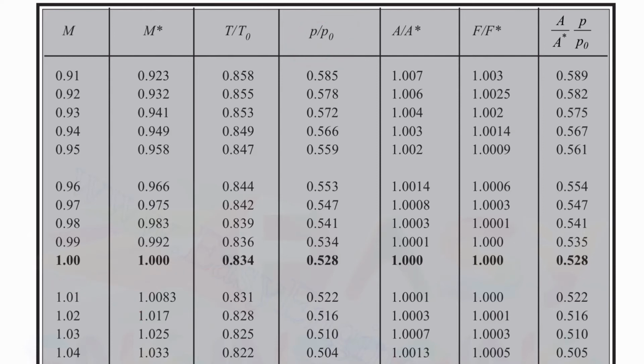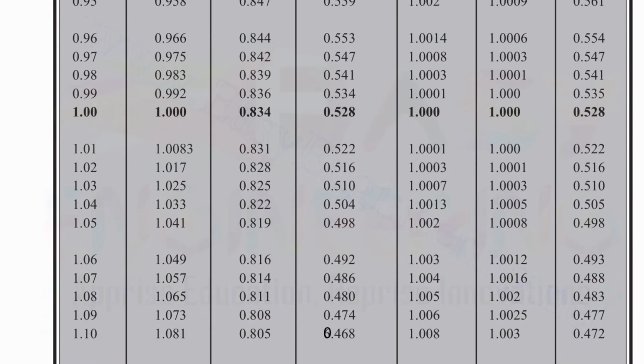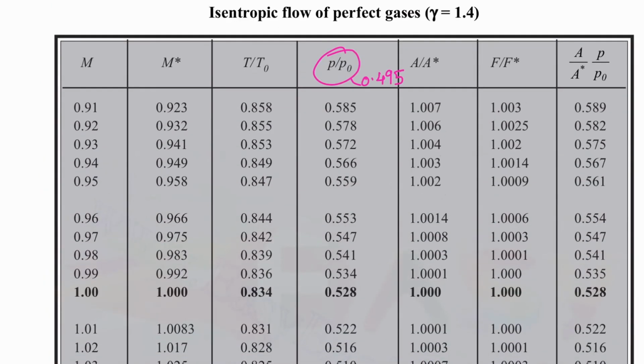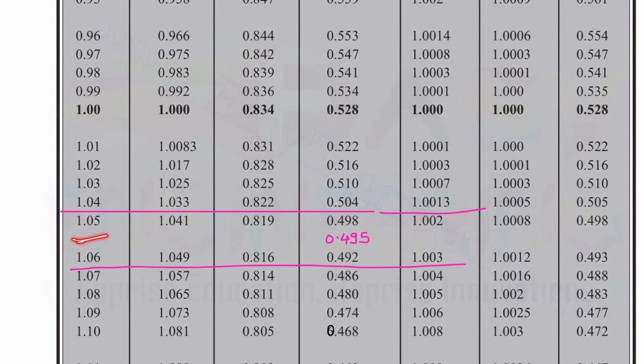What is the value of P by P0 which I require? P by P0 I require 0.495. Okay, so I'll try to search that value now in this column. So 0.495, it will be in between this value. Okay, it will be somewhere over here, 0.495. Okay, it is between this value. Here you can see this column is Mach number, first column. So Mach number will be in between 1.05 and 1.06. Okay, so here basically we require to do interpolation to calculate whatever unknown things are there.